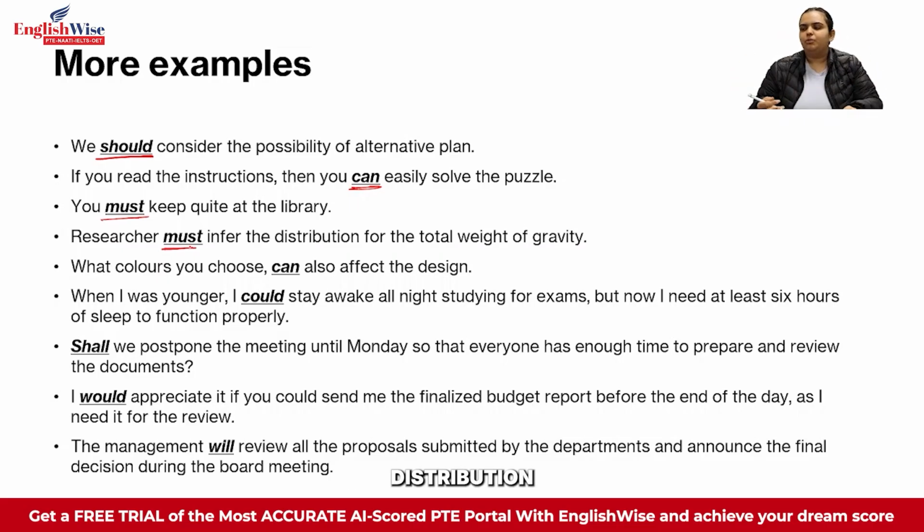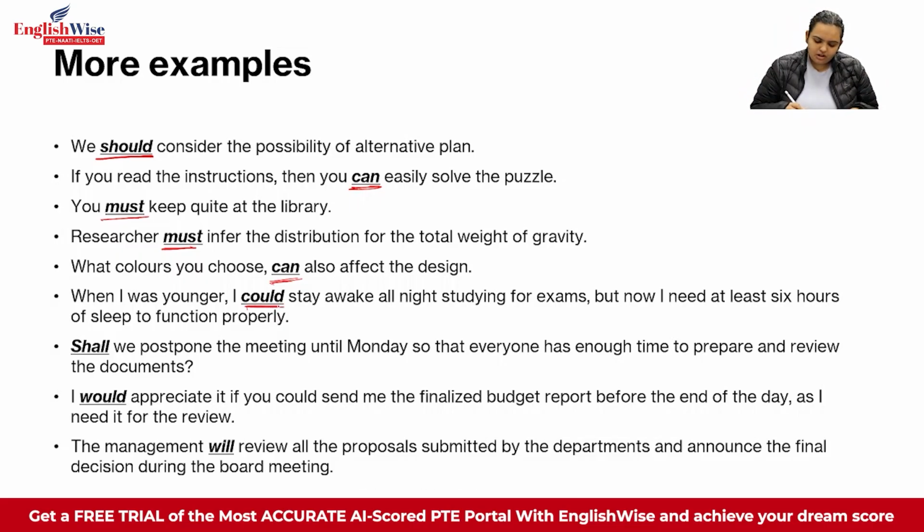the distribution purpose. What colors you choose can also affect the design. Okay. So over here, if I'm choosing, suppose, a red color, it can affect the design. If I'm choosing white color, it can affect the design. So based on the color decisions, the design can be affected. So here it is a possibility, it's an uncertainty, so I'll use can.